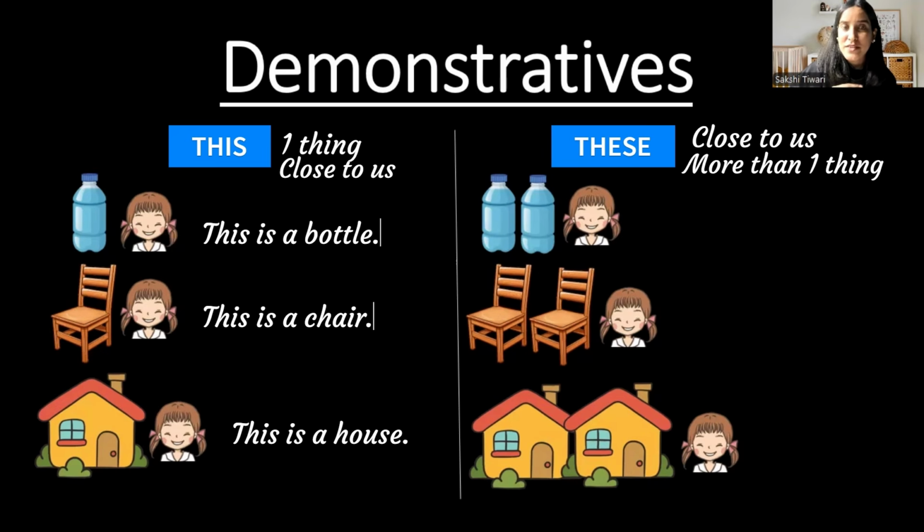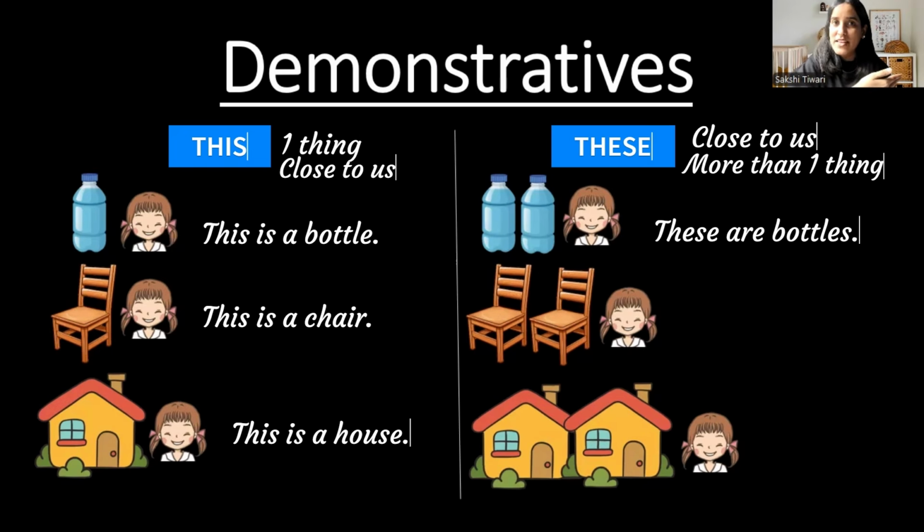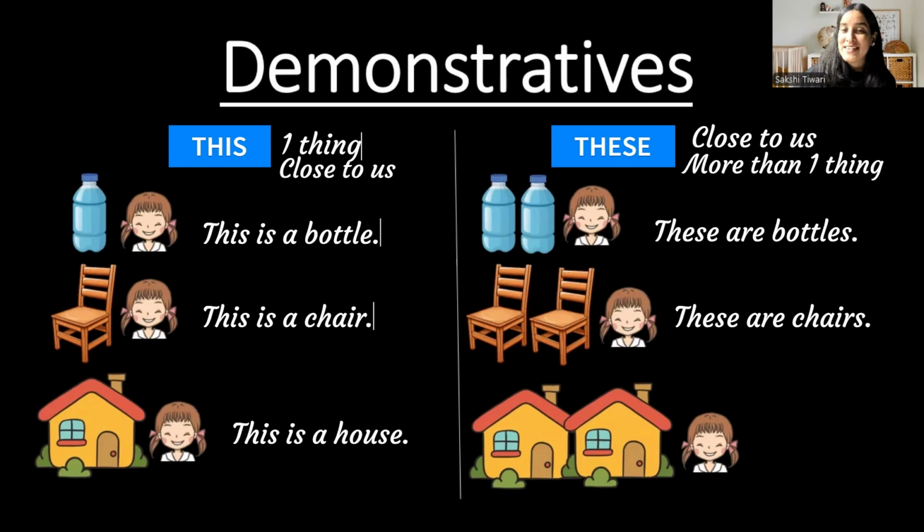Now, whenever something is near to you, but it is not in one quantity, it is more than one, then we say these, right? Like these are bottles. Now, I hope you can see bottles are near to me, or they're next to me. But it's not one bottle. There are 2 bottles. So I'll say these are bottles. These are chairs, right? And these are houses. I hope you're able to understand. So that's how we use this and these.